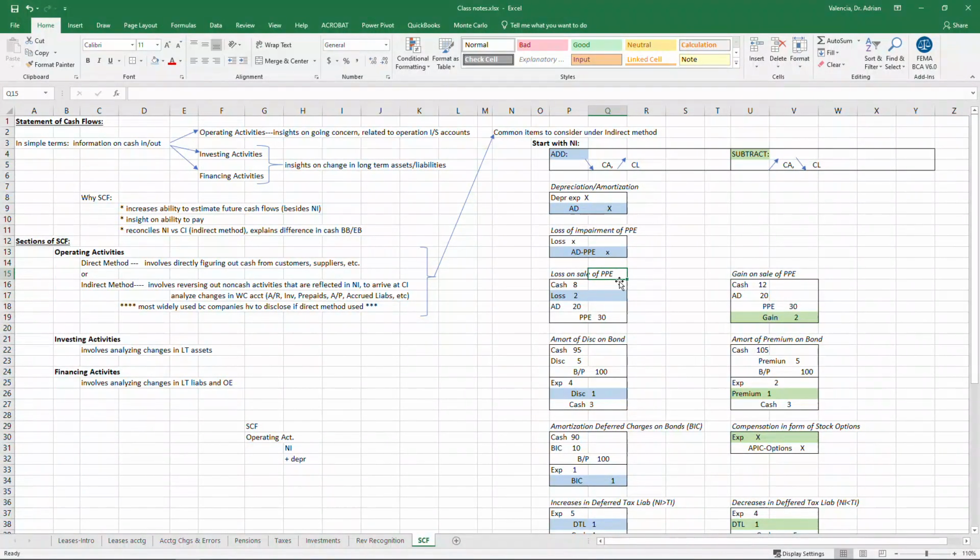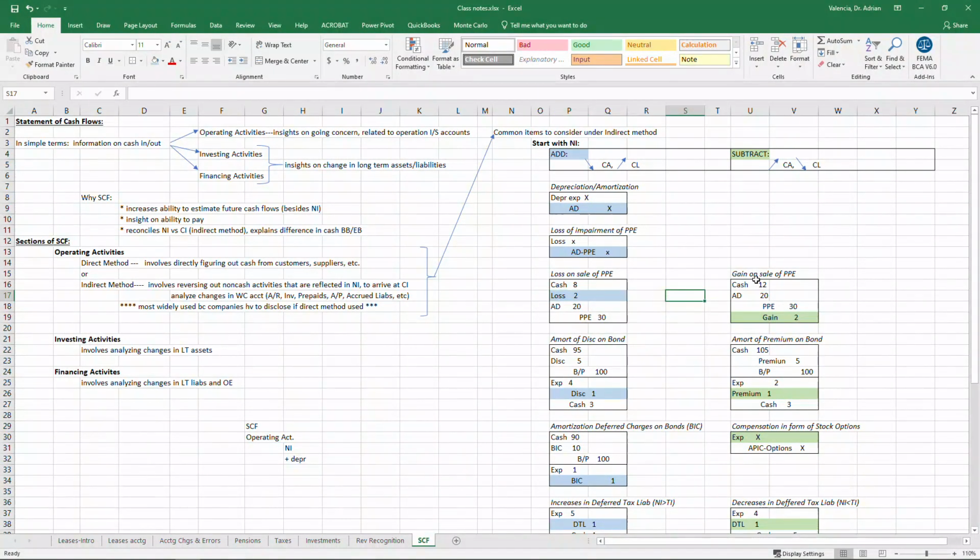Loss on sale of property, plant, and equipment. Okay, well, same thing. Look, you received cash of $8, so that's reflected in the cash account. But you have a loss of $2 that was used to arrive at net income, right? But that loss did not have a cash implication, so you've got to add it back in there so that, again, we go from net income to cash income.